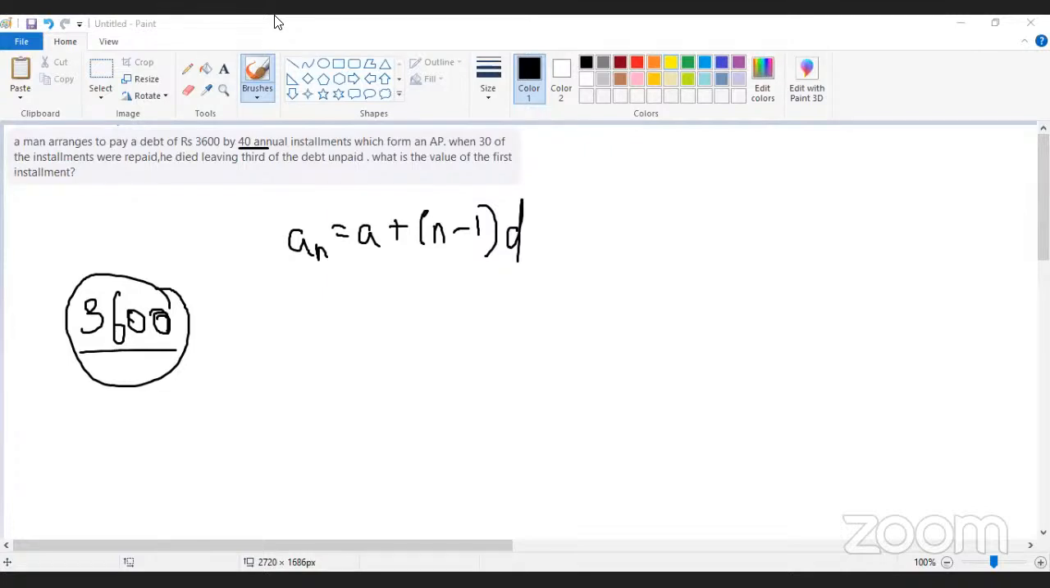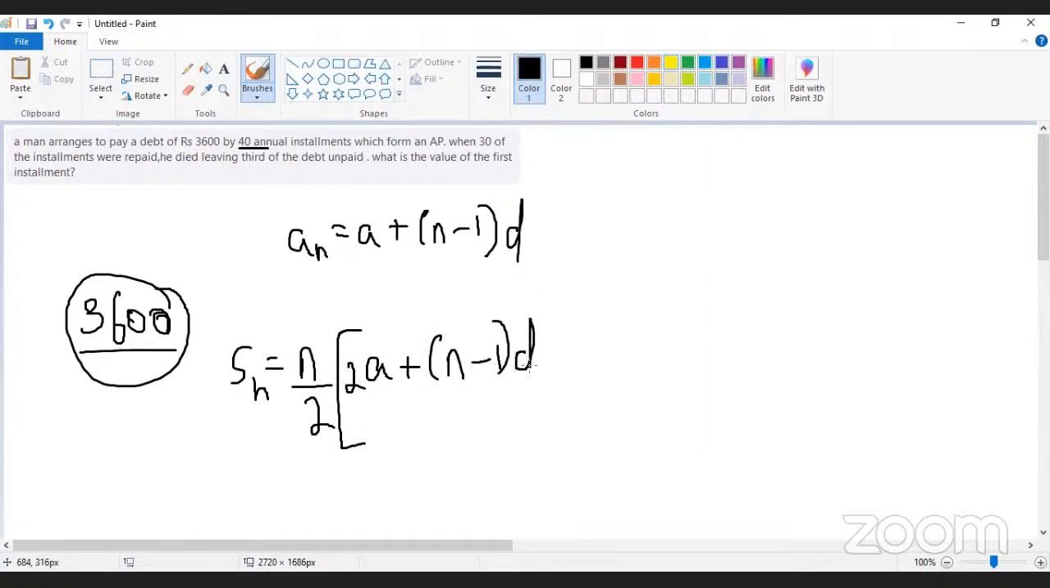Okay. So I'll give you the formula for sum. You can substitute in that. But it is not there in your syllabus, so not to waste your time. Since you have said it is your model paper, I'm giving it. Sn is equal to n by 2 bracket of 2a plus n minus 1 into d. Okay, clear with this?